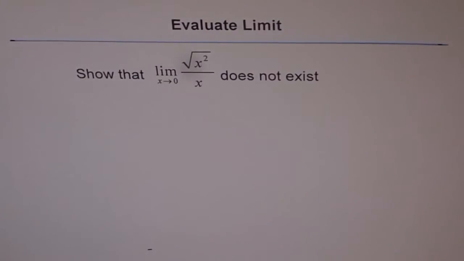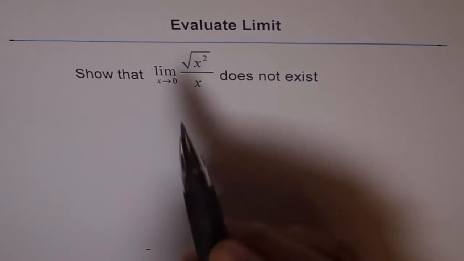Evaluate limit. This is my favorite question. Show that the limit of square root of x squared divided by x when x approaches 0 does not exist. Now, I do have a video on what square root of a square is. I'll recommend you go through that video also. Most of the students find this problem simple but get a wrong result.